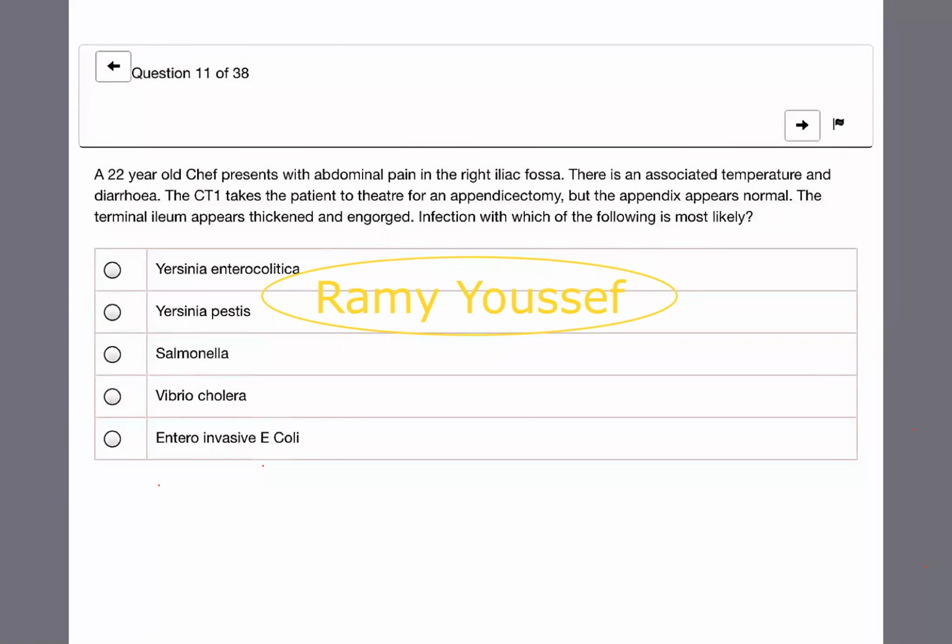Yersinia enterocolitica, Yersinia pestis, Salmonella, Vibrio cholerae, enteroinvasive E. coli. I'm thinking of enteroinvasive E. coli. Yes, that's what I'm thinking. So the patient has right iliac fossa pain, but he is not with bloody diarrhea.